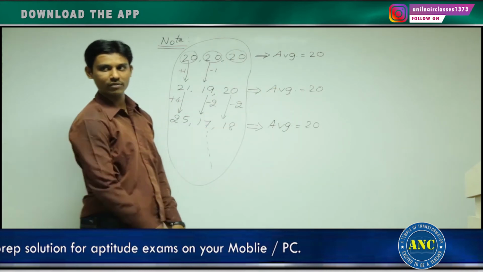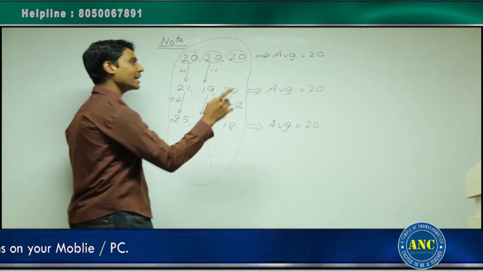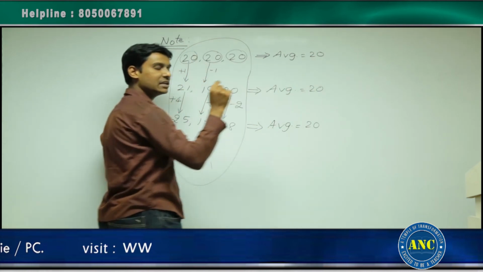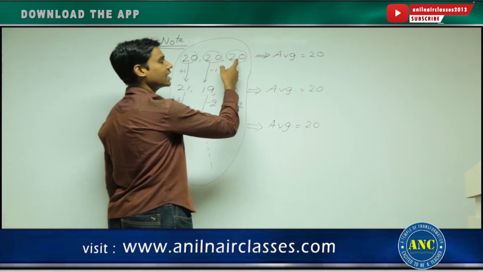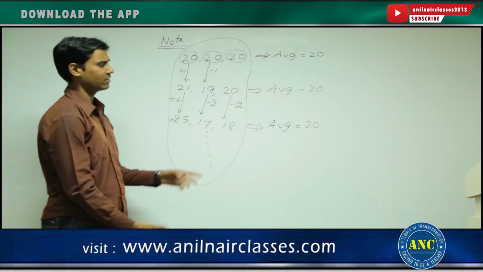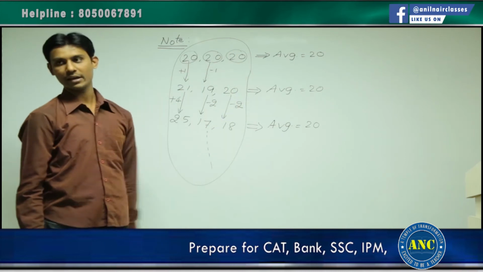Making all the numbers in the given series at 20. That is the easiest series that you can form. That means to get the average at 20, the easiest way to develop the series is to make all the numbers in the given series 20. There are several ways of forming it, but the easiest is making all of them 20, right?